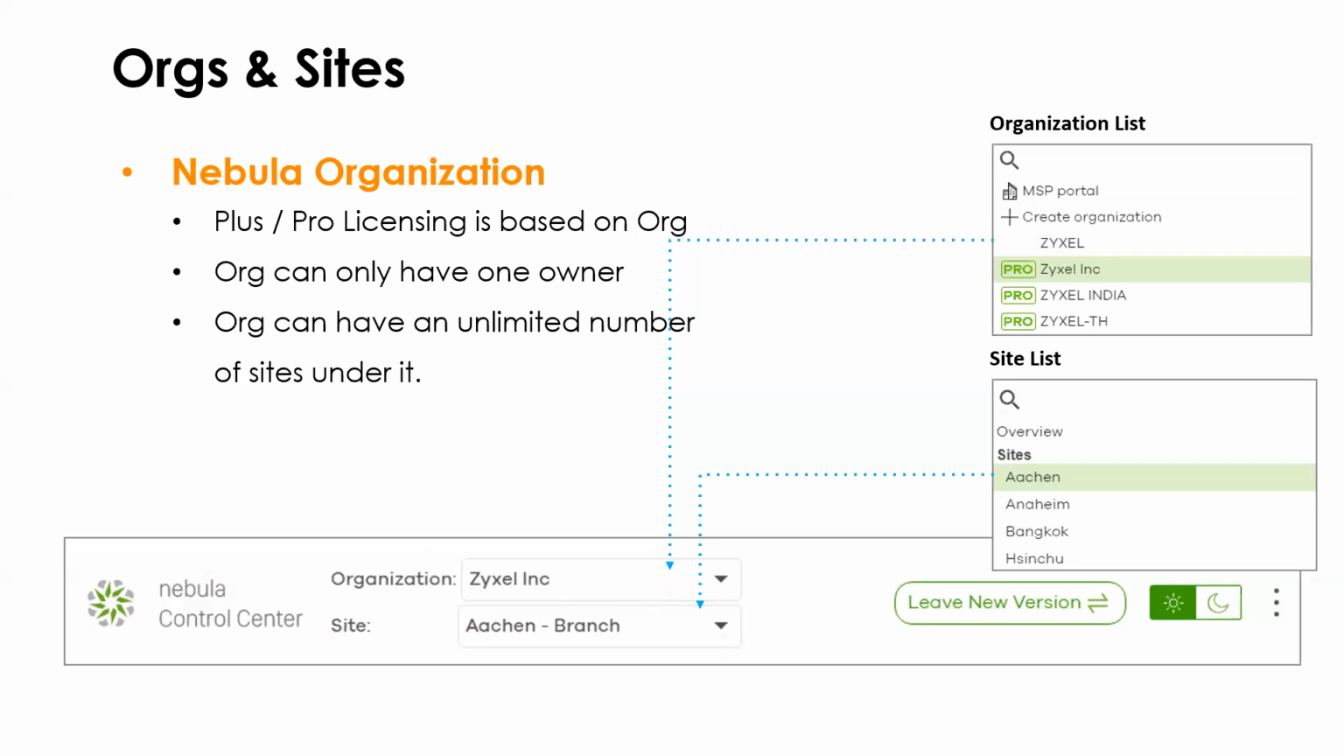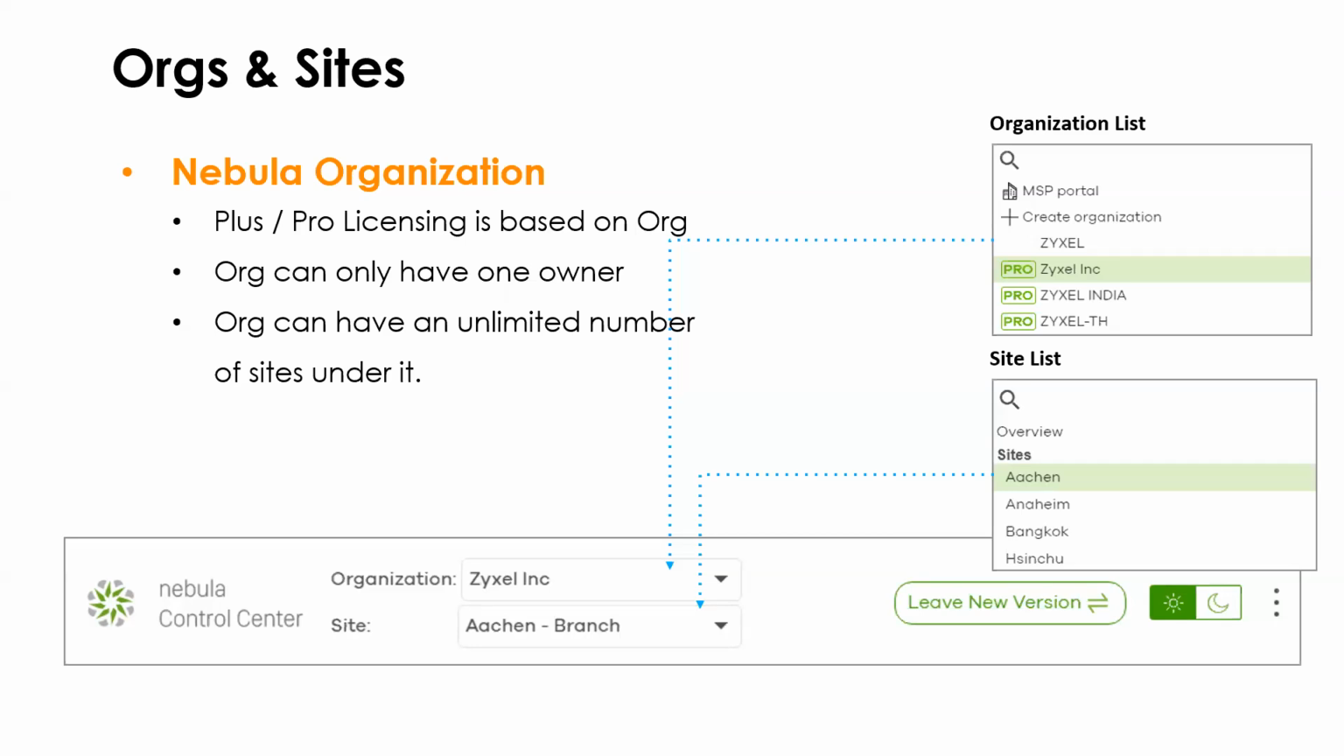Now, to begin with here, we'll start talking about organizations. If you're using our optional Plus or Pro Pack licensing, that is based on the organization. Basically, you add licenses for each device in that org, and then it will convert that org from the free version of Nebula to Plus or Pro Pack. So that's another reason why you don't want to stick all of your customers in one organization and then have each customer as their own individual site, because chances are you'll have some customers that need Pro or Plus Pack and some that just using the free version of Nebula is just fine.